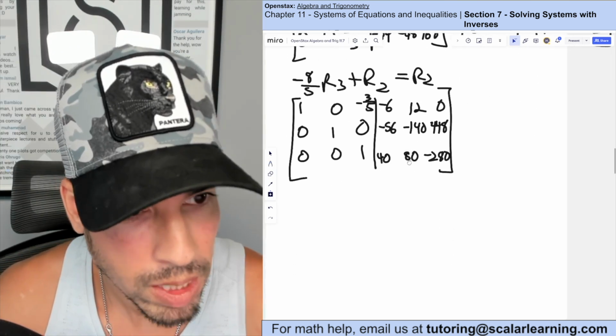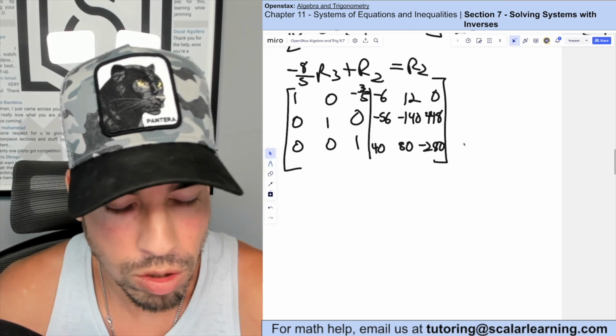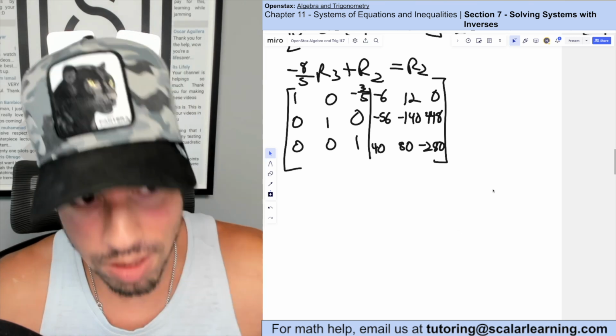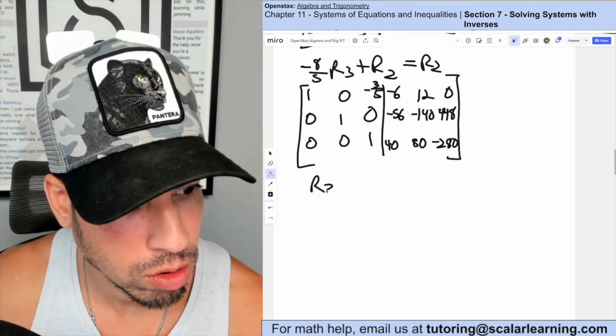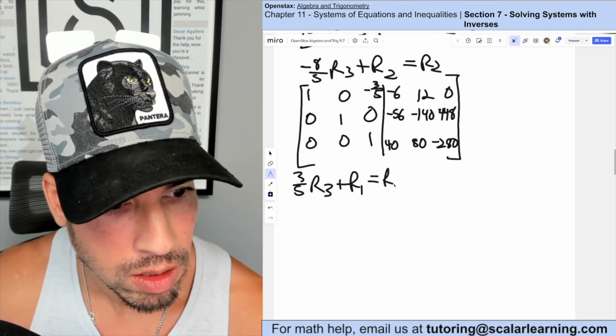Now we're going to move it down, make a little bit more room so that in this final operation, we can also write out the inverse matrix separately. So now I got to flip that to a 0. So I'm going to multiply row 3 by positive 3/5, add it to row 1 to get a new row 1.